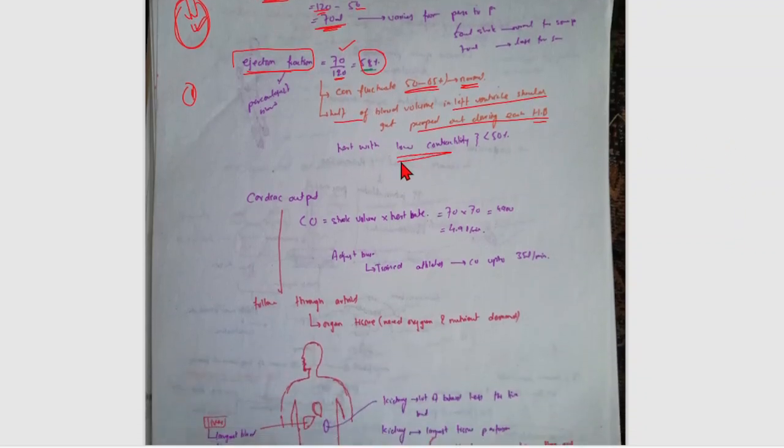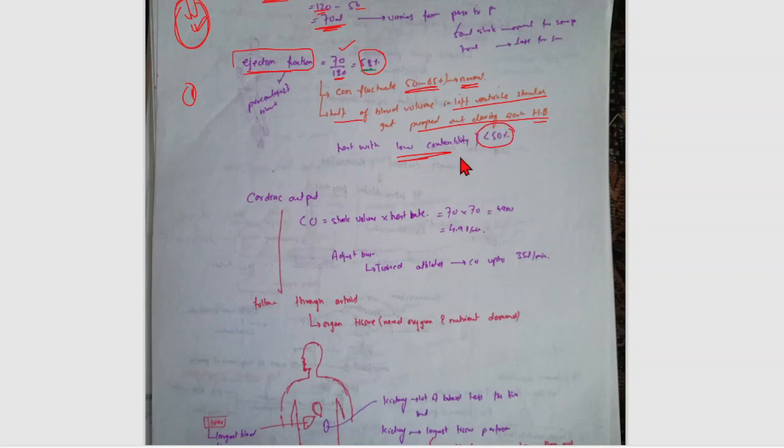What is ejection fraction? Ejection fraction is the stroke volume divided by the end-diastolic volume. The end-diastolic volume is 120, and 70 is the stroke volume. Stroke volume divided by end-diastolic volume gives you a percentage, and that percentage is called the ejection fraction. Normal ejection fraction is from 50 to 65, meaning about half of the blood volume in the ventricle gets pumped out during each heartbeat. But if the ejection fraction is very high, that may create a problem. A heart with low contractility will have an ejection fraction of less than 50.